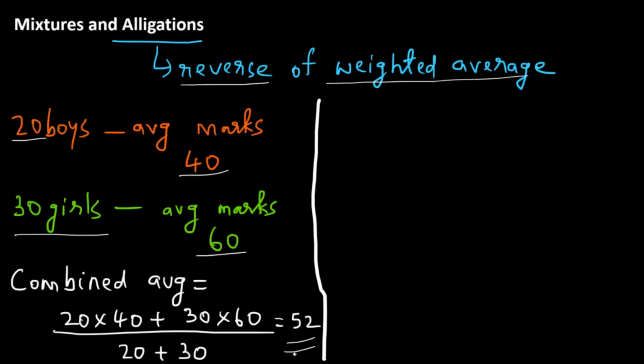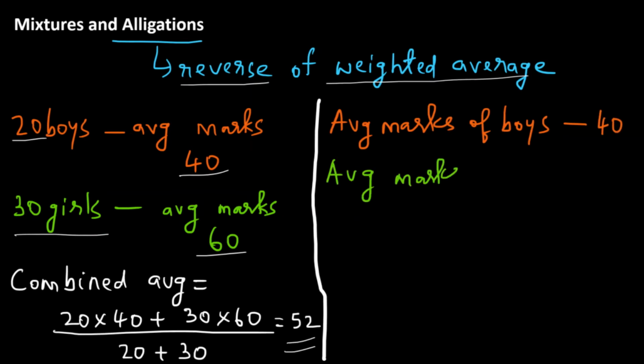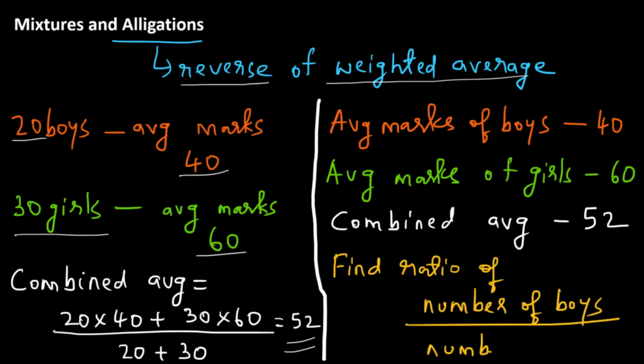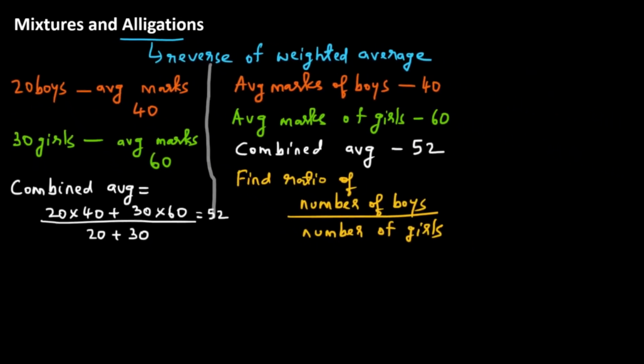Now say that in the question it was given that the average marks of boys is 40, all right, and it's mentioned that the average marks of girls is 60, and it's mentioned that the combined average is 52, and you're asked to find the ratio of the number of boys to the number of girls. This is where allegations come into picture. Let's see how to solve these type of questions.